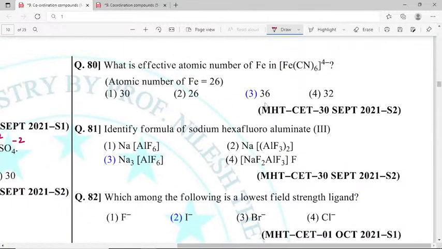Next question, what is the effective atomic number of Fe? So this is Z minus X plus Y. So what is the number here? 26 minus oxidation state 2 plus 12. So 24 plus 12, 36 is your answer.